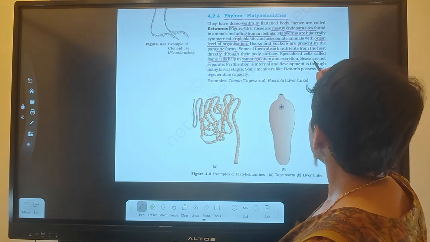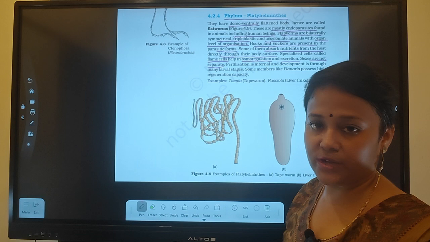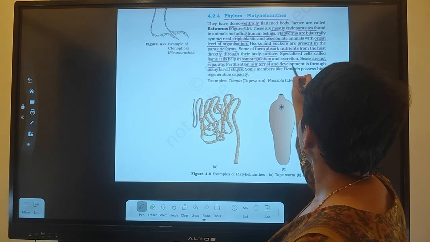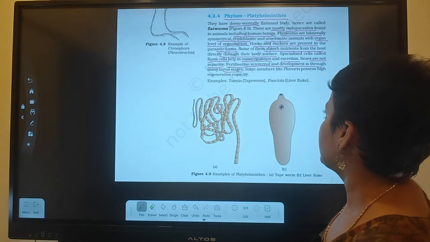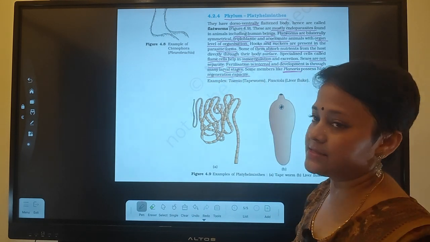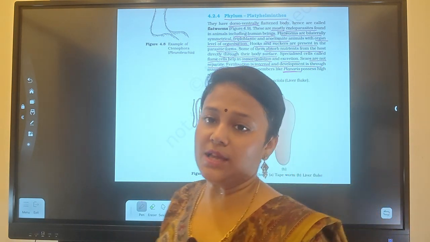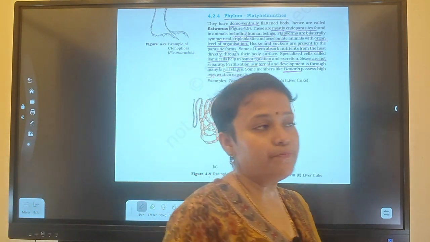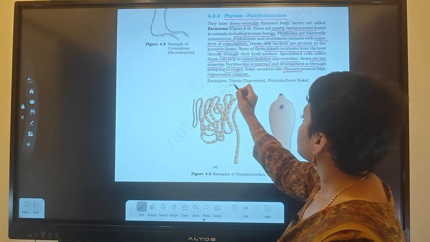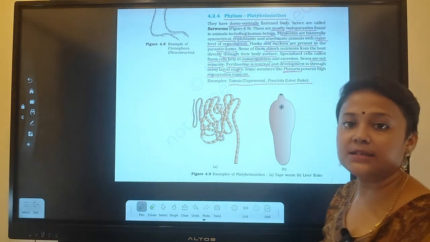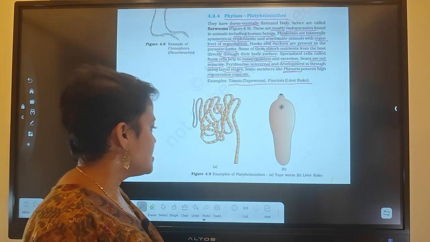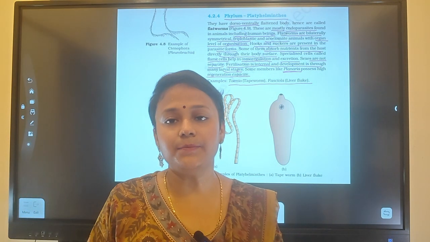Sexes are not separate, but mostly. Schistosoma is the exception. Fertilization is internal and development is through a larval stage, meaning it is indirect. Some members like planaria possess high regeneration capacity. They have 2 modes of reproduction, asexual and sexual. But planaria will have high regeneration capacity. Only 2 examples are given: Taenia and Fasciola. Taenia is tapeworm, Fasciola is liver fluke, Fasciola hepatica. Okay. So this is all about the Platyhelminthes.